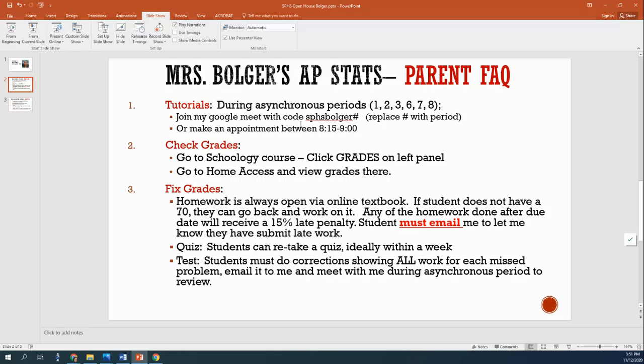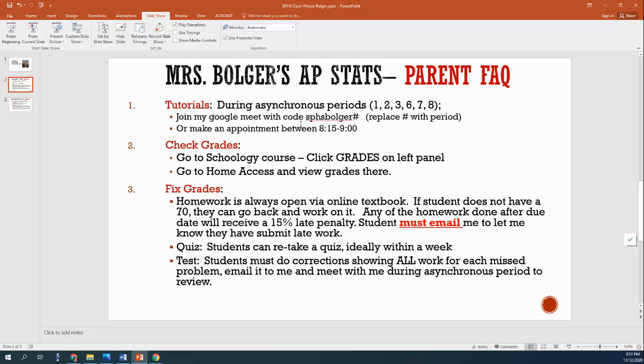If there is a quiz that was not a 70, students are welcome to retake a quiz. Ideally, we try and do that within the 1 week of taking the quiz so that the material is mastered before they are going on to other information.